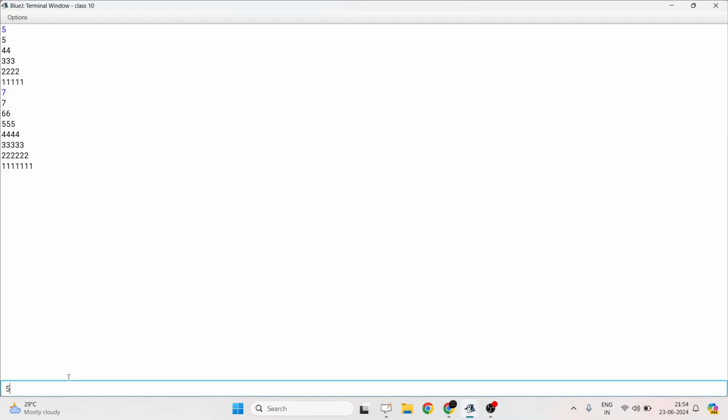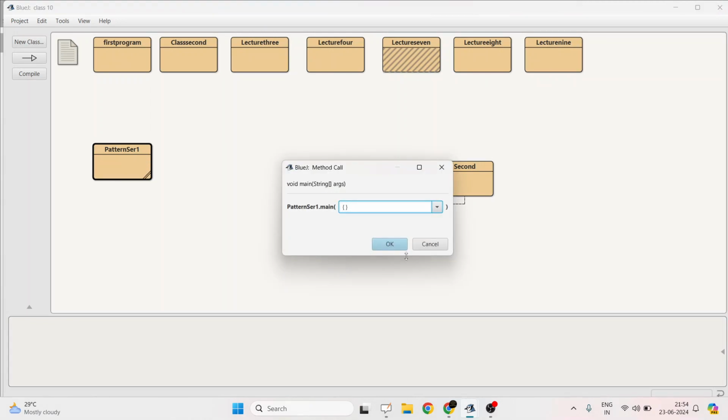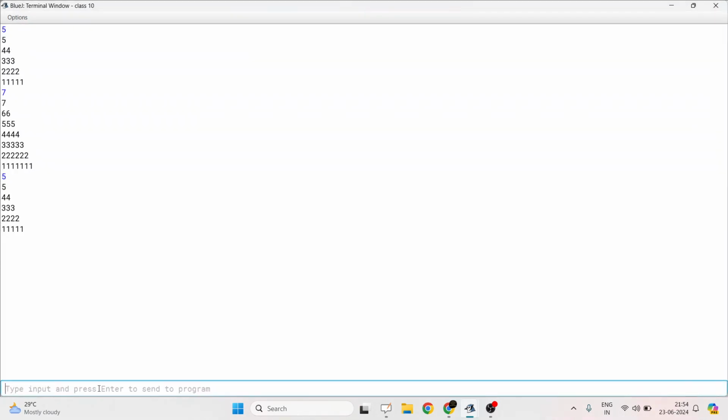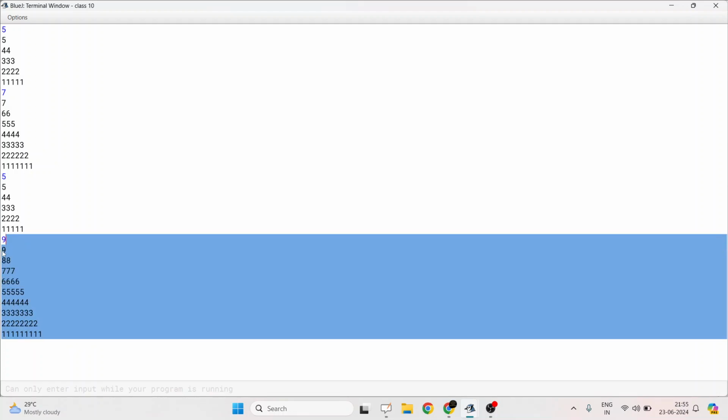Okay, let me give you an input. Suppose I'm giving 5. See, for the input 5, what is the output? 5 4 4 3 3 3 2 2 2 2 1 1 1 1 1. And if I make changes to it, suppose I want to print 9 lines, this input will be given by the user. So let me enter 9. For 9, it's running fine again. 9 8 8 7 7 7 6 6 6 6, and so on up to 1 1 1 1 1 1 1 1 1. So this will be your output.